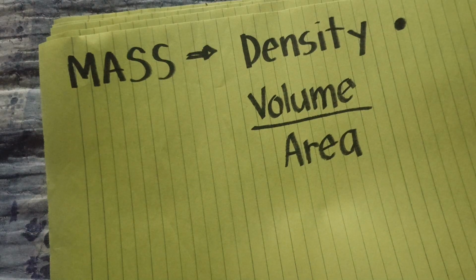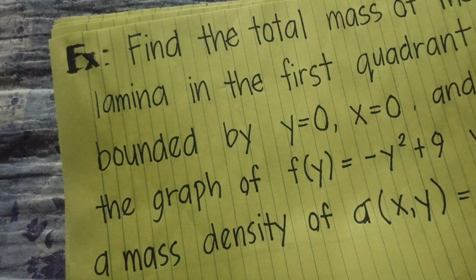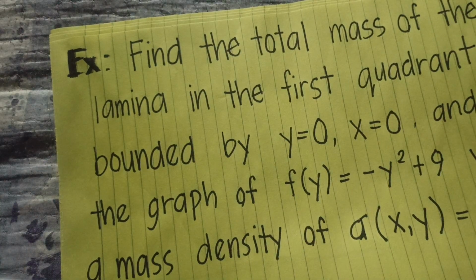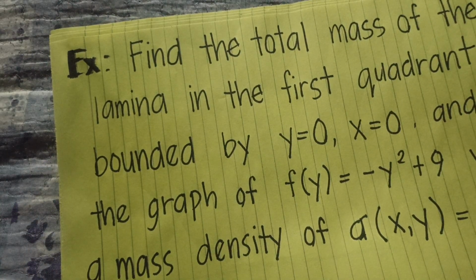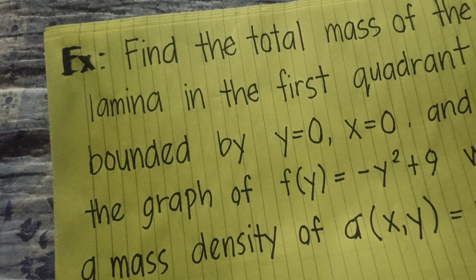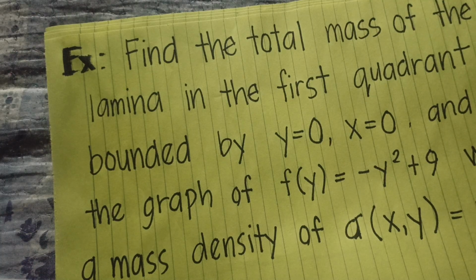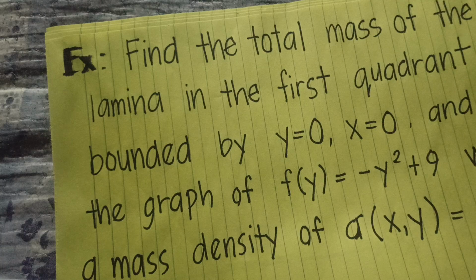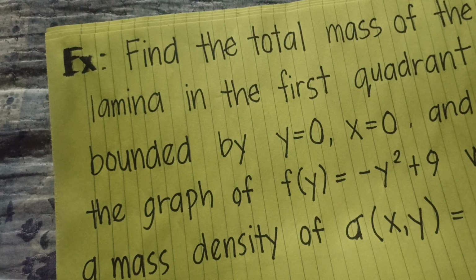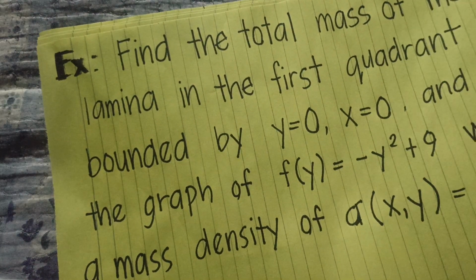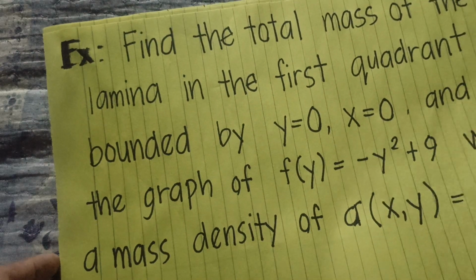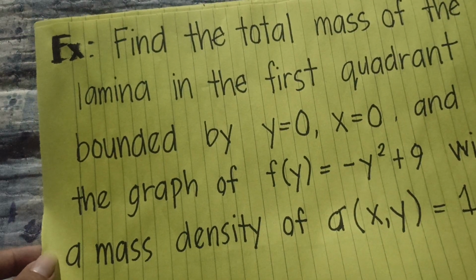So let's have an example. Find the total mass of the lamina in the first quadrant bounded by y equals 0, x equals 0, and the graph of x equals negative y squared plus 9, with a mass density of sigma of x, y equal to 1 plus y.